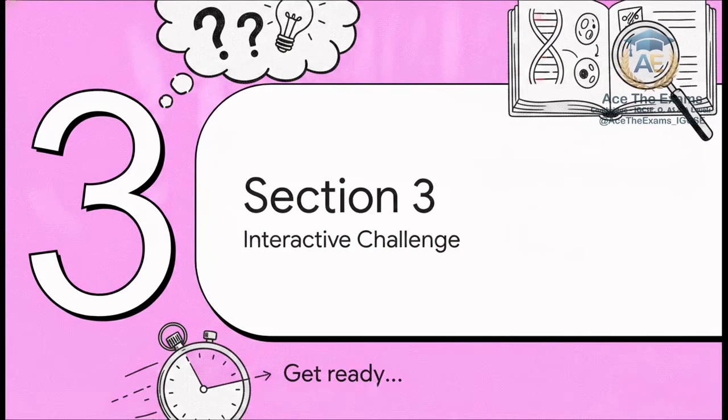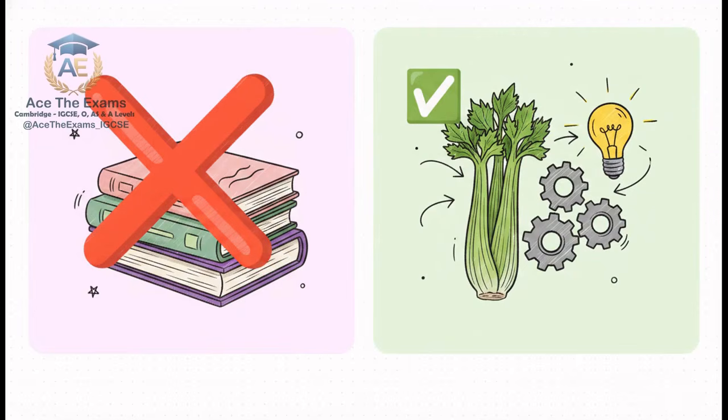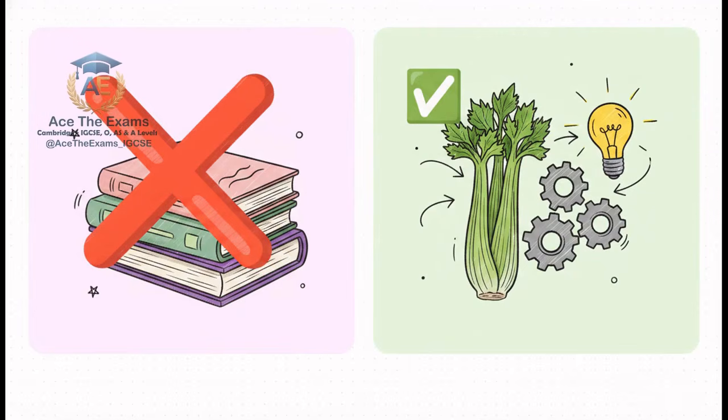Let's put this into practice with Section 3, Interactive Challenge, Spot the Error. I want you to mentally pause for a second and actively predict exactly where this student lost marks based on what we just learned. Take a look at the flawed answer first.